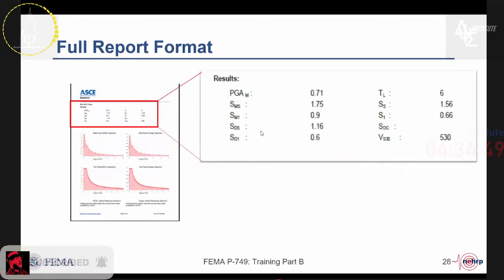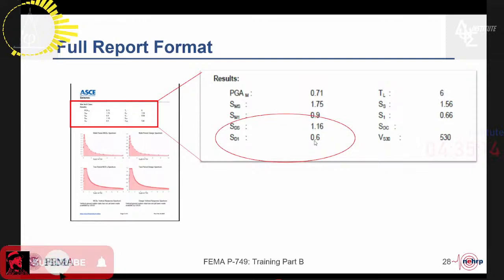In addition to giving you a plot of the spectra, it gives you discrete values for the peak ground acceleration, the S sub MS, S sub M1, S sub DS, and S sub D1 values, the S sub S and S sub 1 values, and the transition period T sub L, that are used in different parts of the standard to determine design forces and displacements. For this example here, we find we have an S sub DS value of 1.16 and an S sub D1 value of 0.6. By the way, I ran this example for the headquarters office of the Seattle Building Inspection Department.